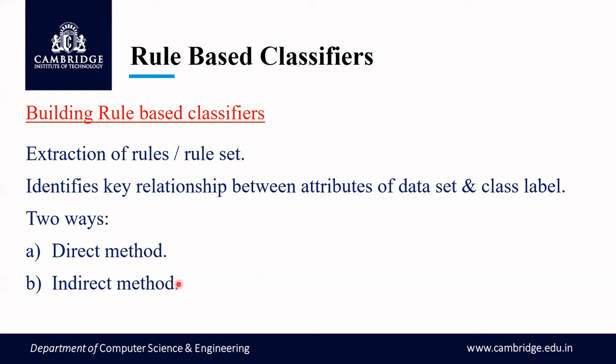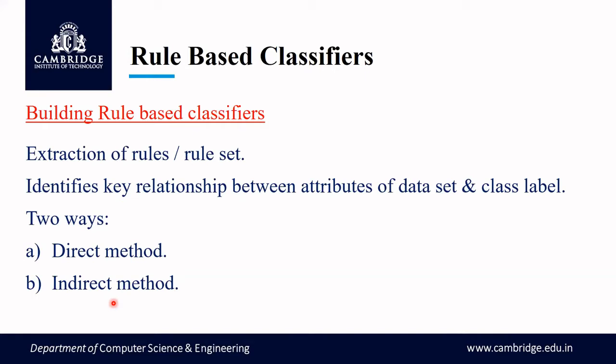Say, for example, take the decision tree technique. For the given training set, I will construct a decision tree. From the decision tree, I will derive the rules. So that is the indirect method. Direct method is deriving the rules from the training set directly. In the indirect method, first I will derive a decision tree, and then from the decision tree, I will derive the rules. So that is the indirect way.